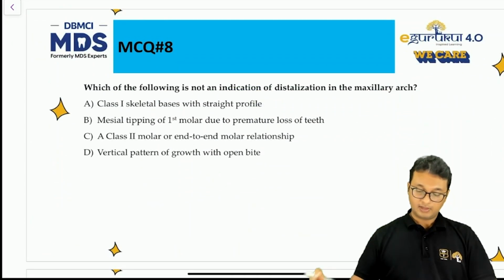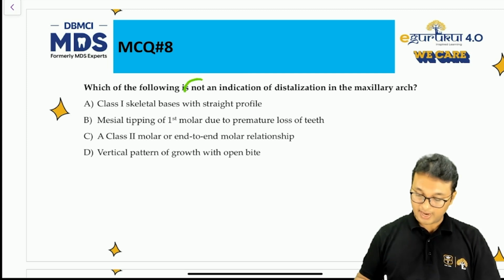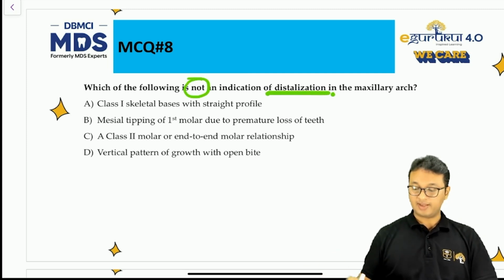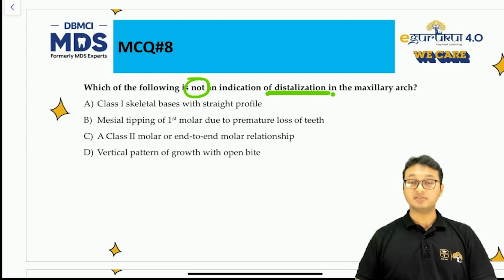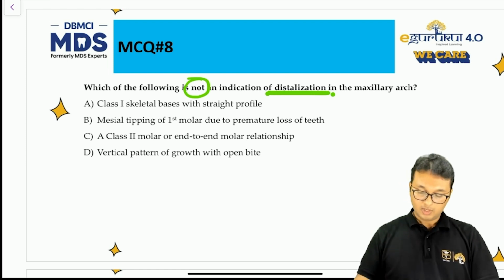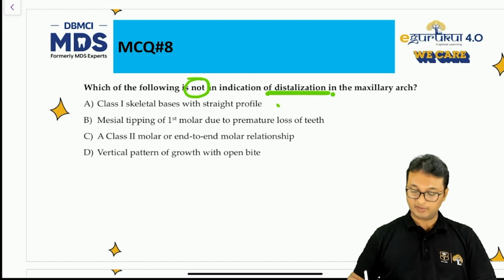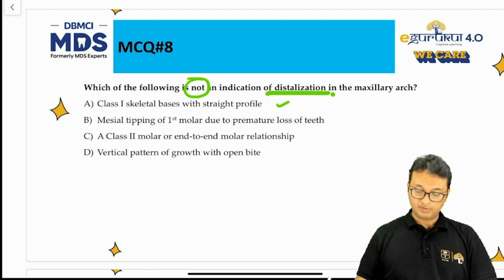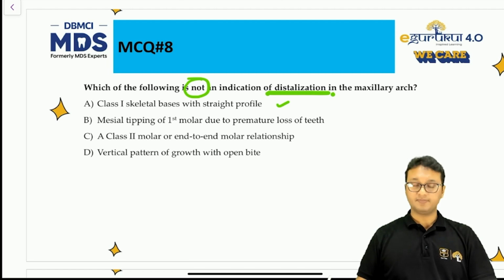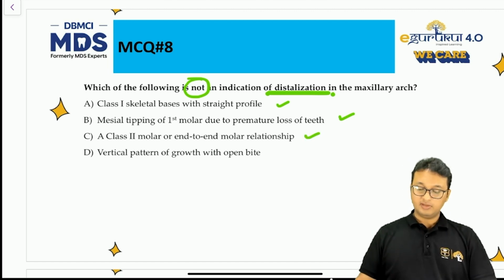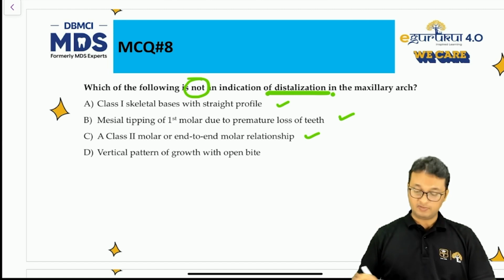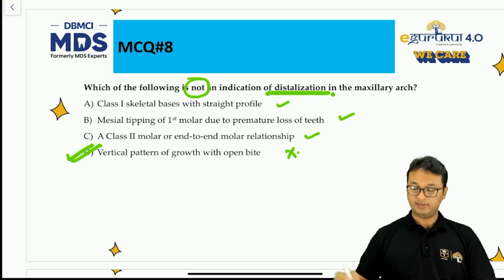Next question. Which of the following is not an indication of distalization in the maxillary arch? The question is asking which is not an indication, right? Options are class 1 skeletal bases with a straight profile. This is definitely an indication. Mesial tipping of first molar due to premature loss of the teeth. This is again a very well documented indication. Third is a class 2 molar or end-on relationship. This can also be an indication. Whereas vertical pattern of growth with open bite is definitely not an indication for molar distalization.